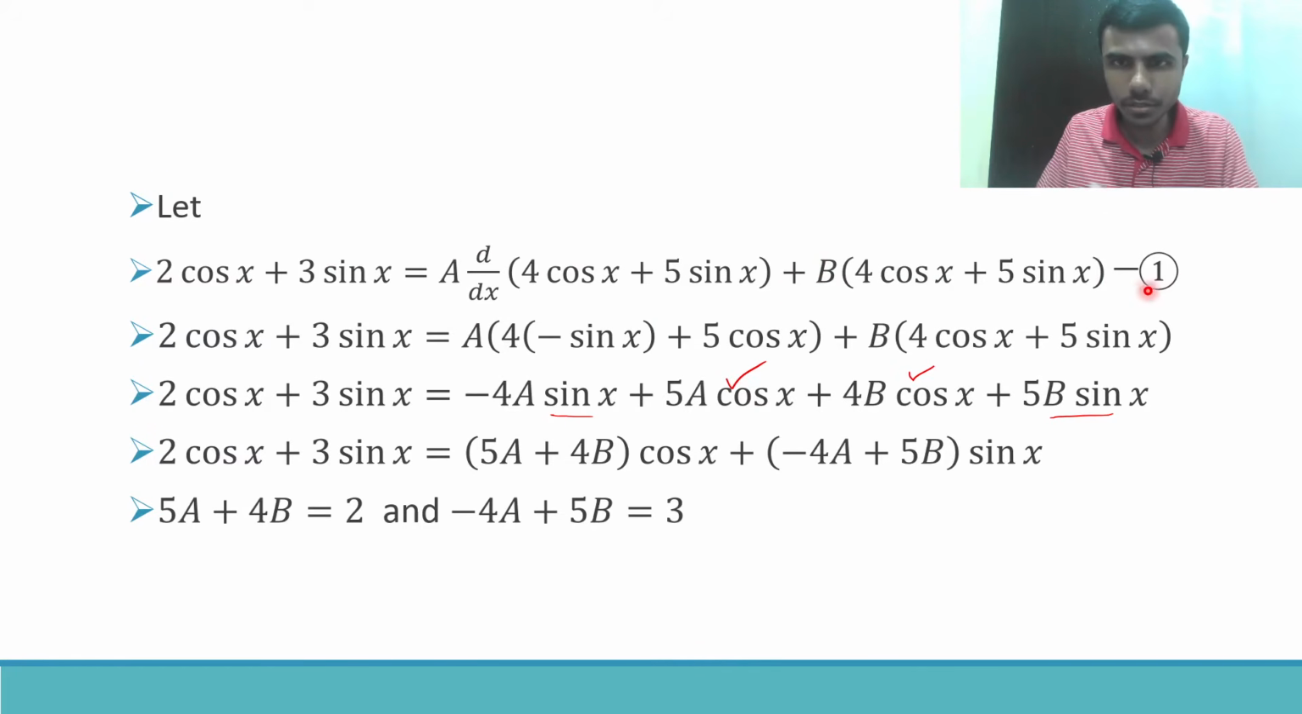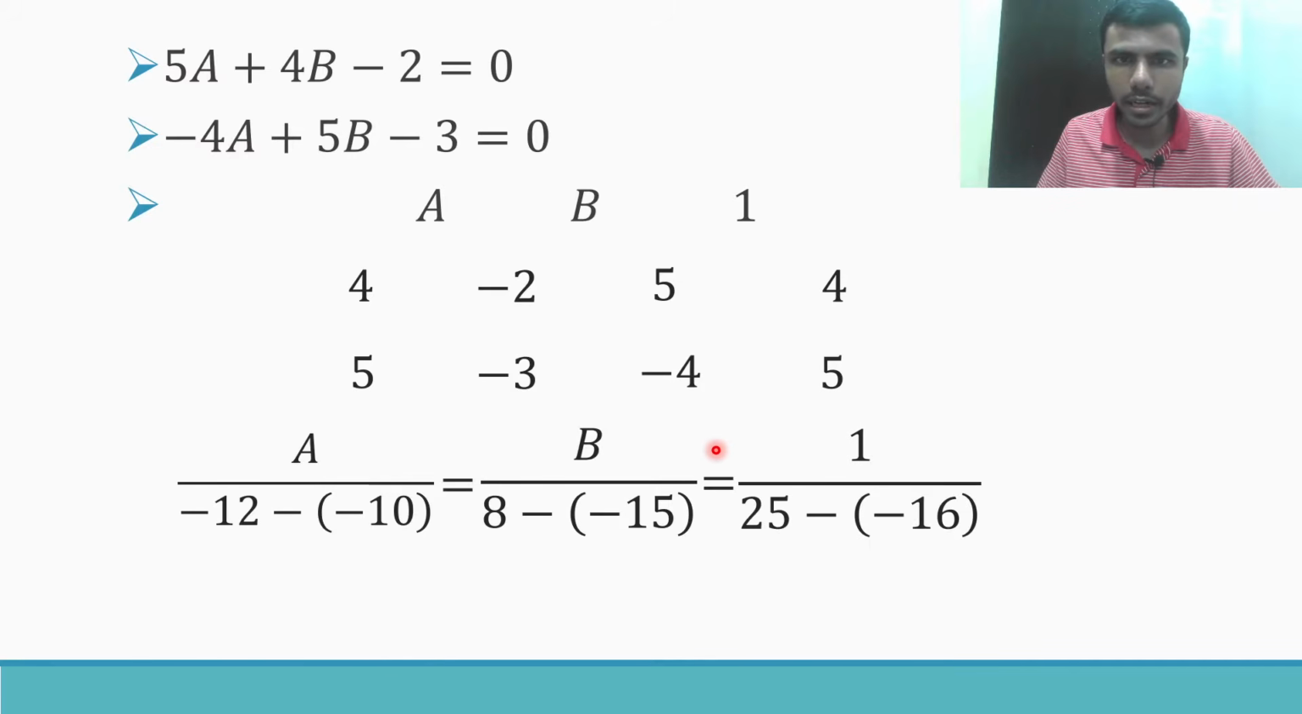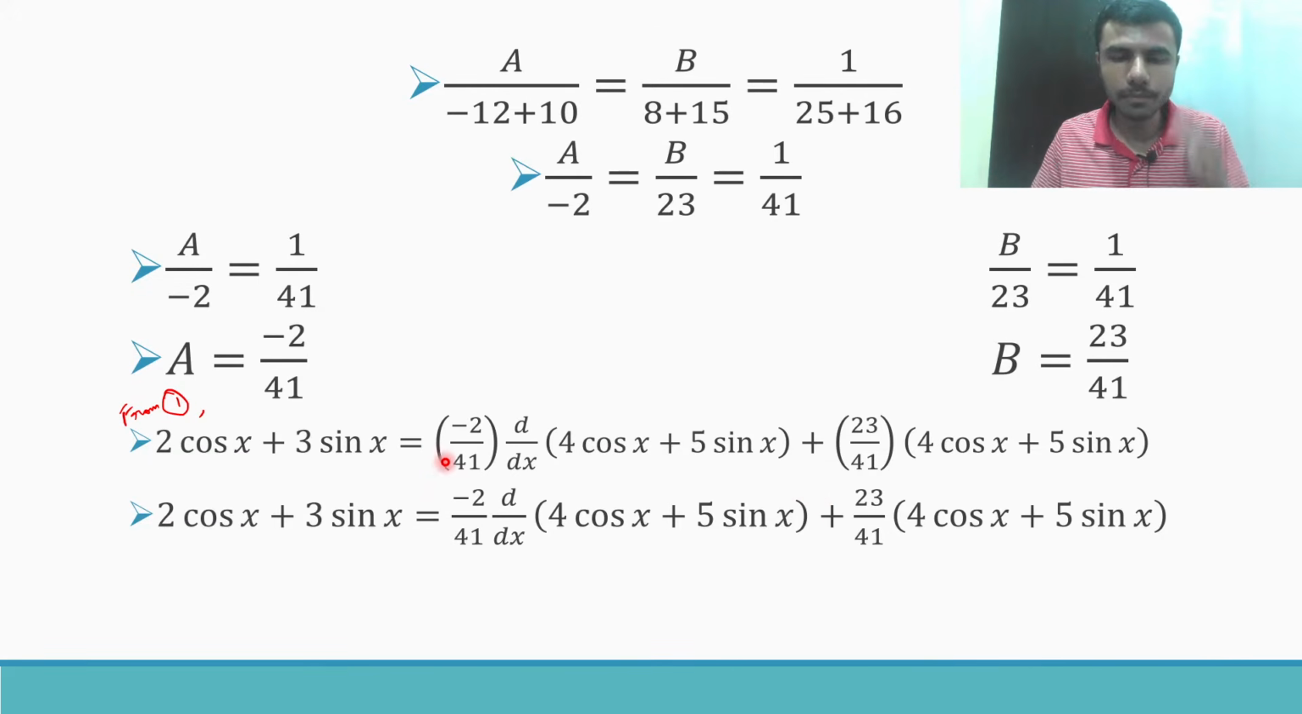So I'm just substituting a and b in this equation. If I were to do that, I'll be getting these a and b values I just kept there. Fine, this is what I got. Okay, so this is what I have. So minus 2 by 41 d by dx of this plus 23 by 41 times this 4 cos x plus 5 sin x.